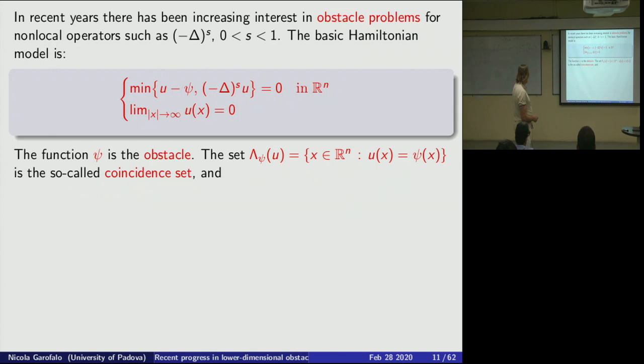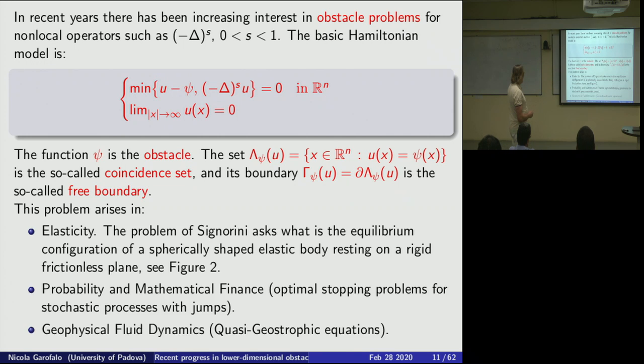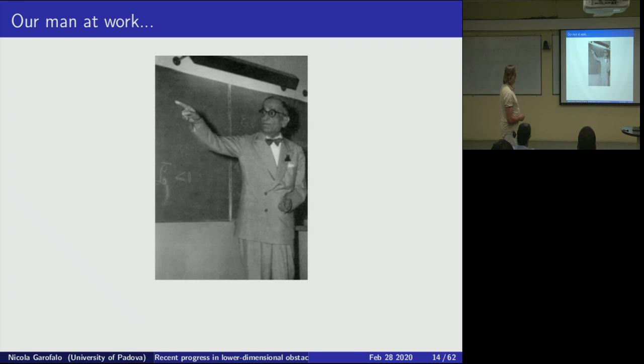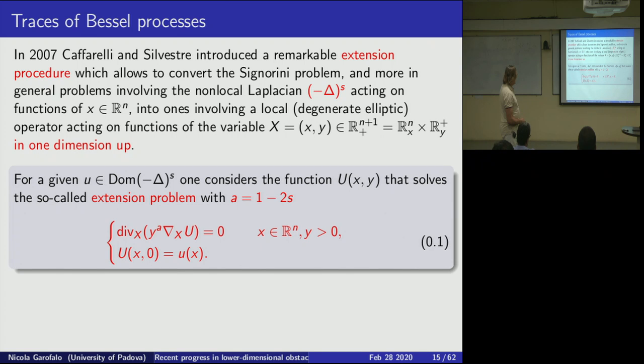this one, okay? So I'm in R^n. Now I'm going to add a fake variable. So I'm going to consider R^(n+1)_+, and I'm going to call that variable y. I'm sorry, I hope that there is no confusion. x runs in R^n, y runs in R_+. So we are one dimension up, and I will denote the running point by capital X. So for a given function u in the domain of the fractional Laplacian, let's consider the function capital U that solves this boundary value problem of Dirichlet type.